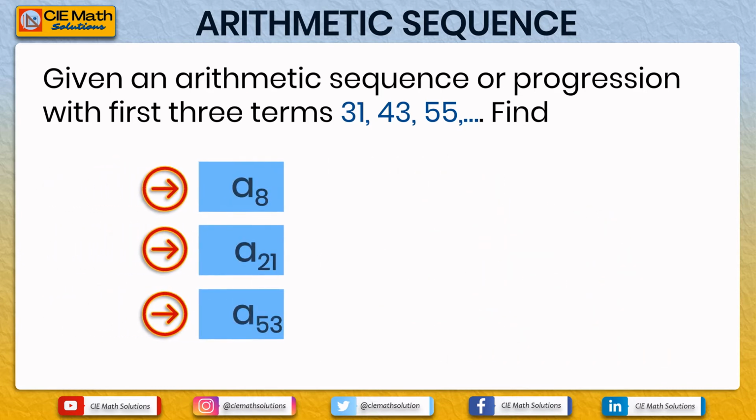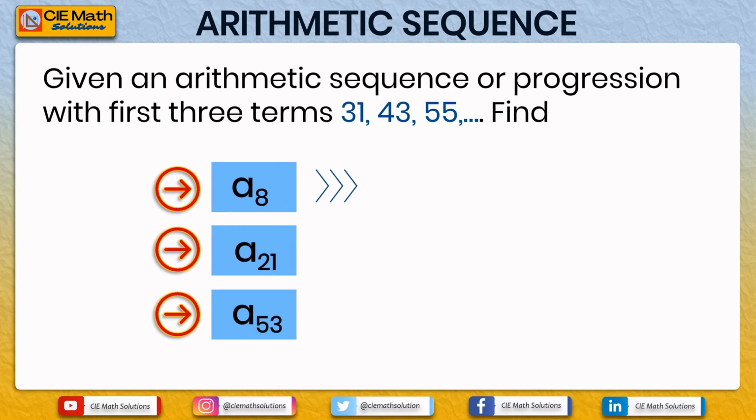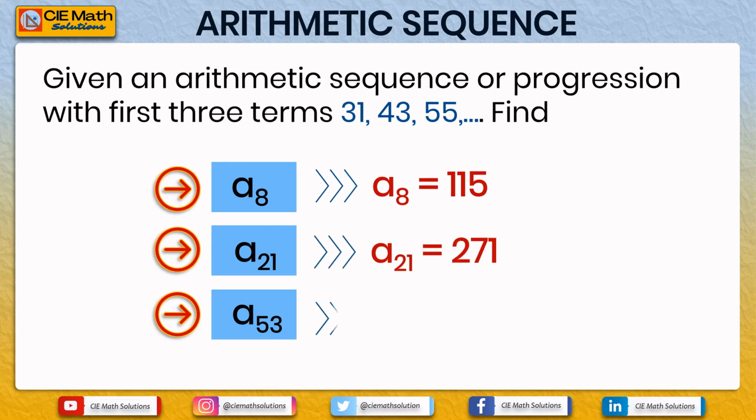Summarizing the answers of these three items. A8 is equal to 115. A21 is equal to 271. A53 is equal to 655.